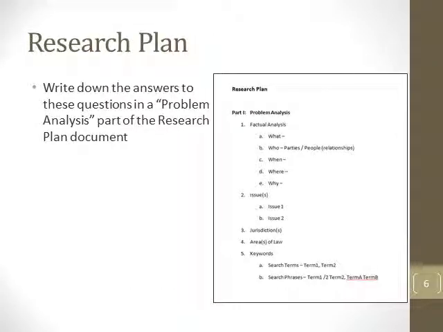At the end of the problem analysis phase, what we'll want to do is write down the answers to these various questions in a problem analysis part of our research plan document. I use Microsoft Word to collect this information, and on the slide you'll see an outline of the problem analysis part, with 1 being factual analysis, 2 being issues, 3 jurisdictions, 4 areas of law, and 5 the keywords. But you could use Microsoft Excel, you could use a Mind Manager software, you could even use OneNote or Evernote. Whatever it is that you're most comfortable doing. Anyway, we write it down, therefore we can track it.